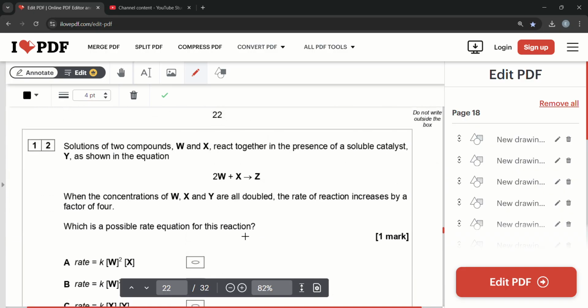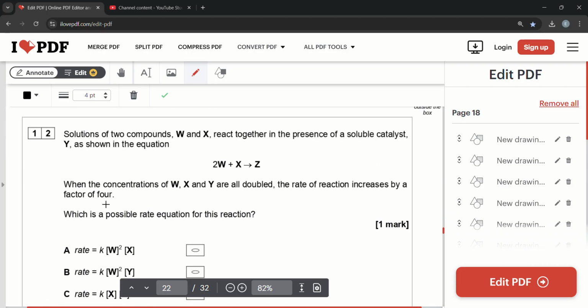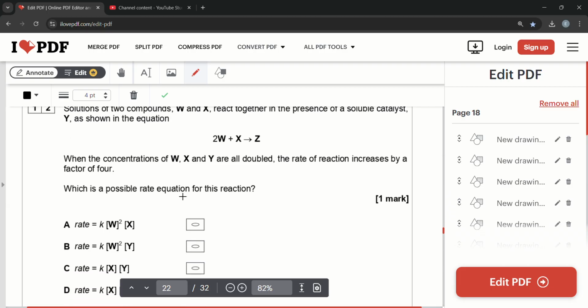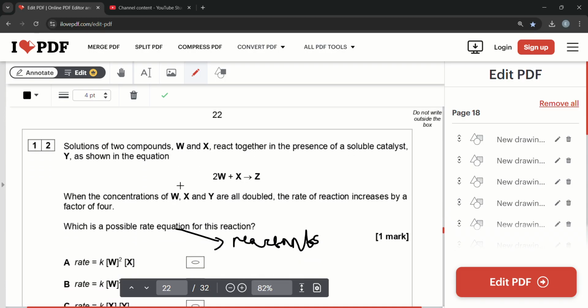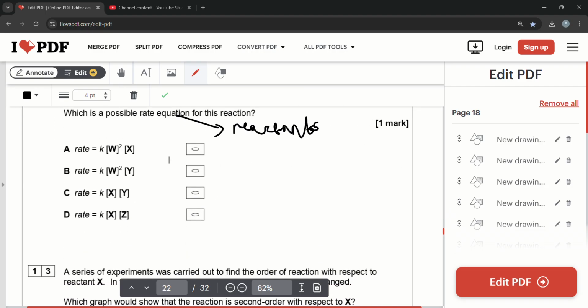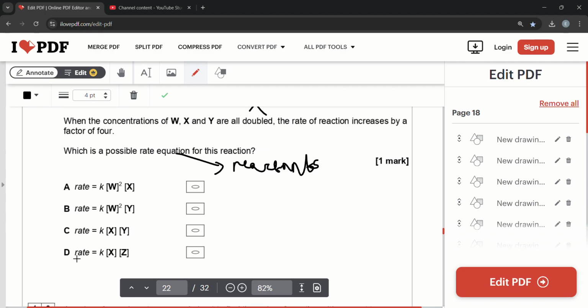Question 12. When the concentrations of W, X, and Y all double, the rate of reaction increases by a factor of 4. Which is a possible rate equation for this reaction? This is a really tricky one. Multiple choice question. I got it definitely wrong the first time I attempted it. But the idea is the rate equation. So what do you include in a rate equation? You include reactants. We don't care about the products. We're seeing how the reactants affect the concentrations, reaction, and all of that. So we don't care about Z. So any rate equation including Z automatically is wrong. So D is out of the question.